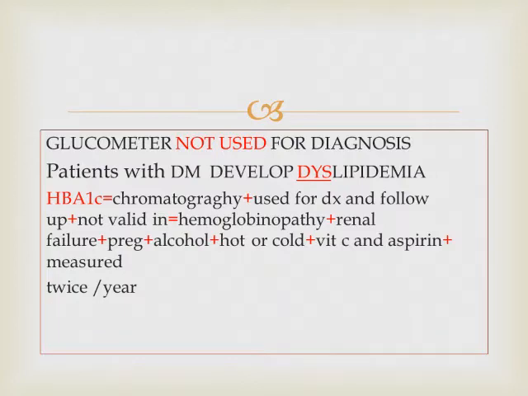The patient can measure his random or fasting blood glucose at home by a tool or instrument which is called a glucometer, and usually nowadays it is present in most of our homes. But these glucometers are not used for diagnosis, they are used for the follow-up of the patient.